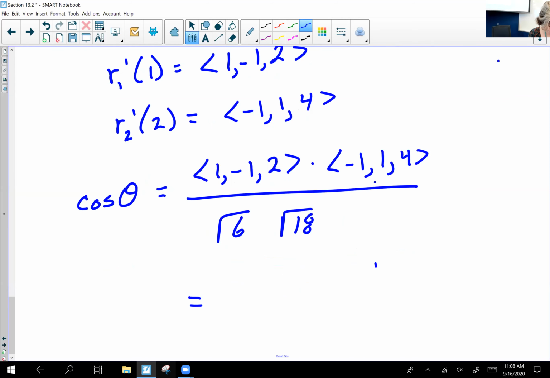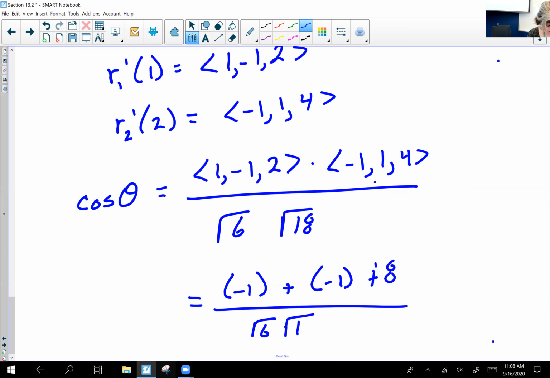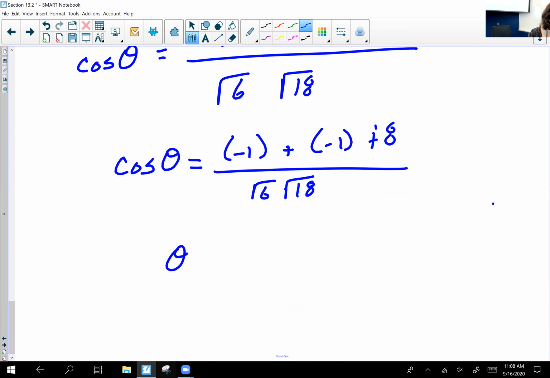We're going to end up with -1 plus -1 plus 8 over square root of 6 times square root of 18. Put that in your calculator. Theta is then going to be 55 degrees.